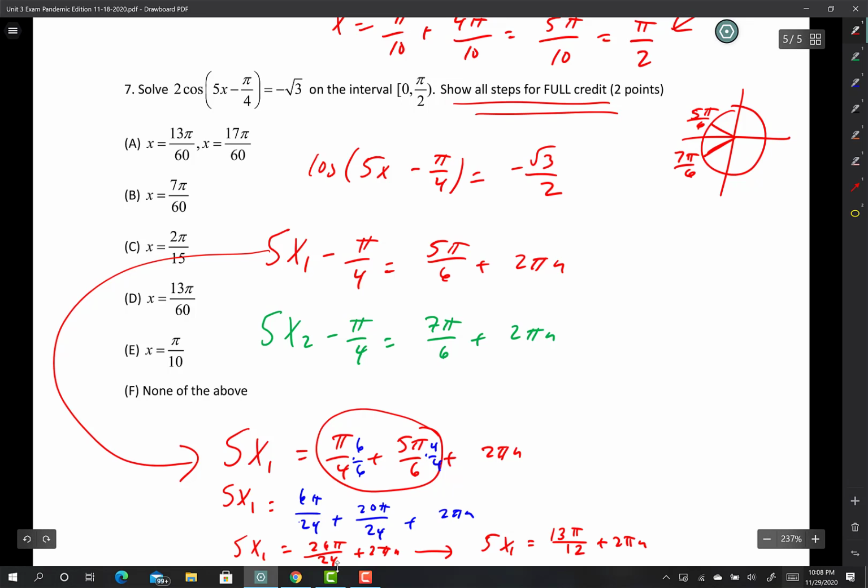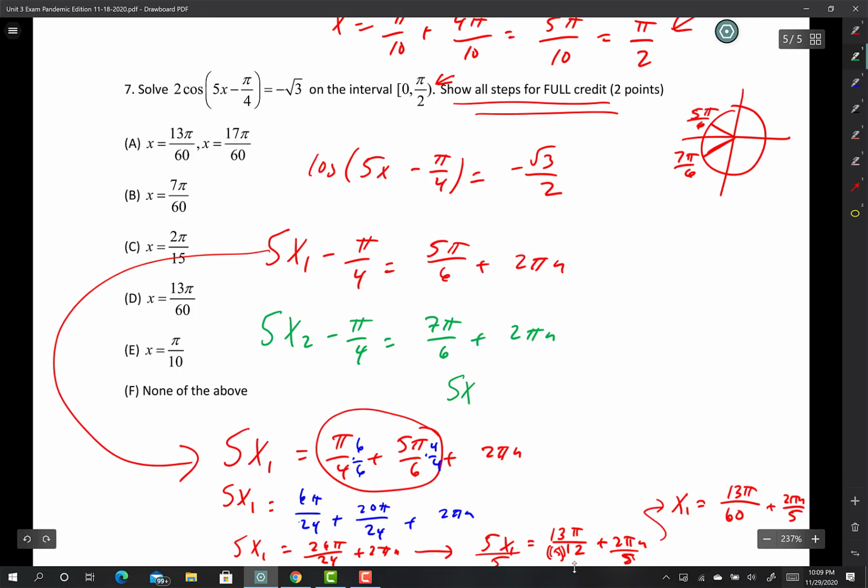We're not even done. You got to divide by 5. Divide by 5, divide by 5, divide by 5. That's a 5 there. So now you get this. x1 equals 13 pi over 12 times 5 is 60. So there's one answer. And of course, we're not going to add the 2 pi n over 5 because it'll take us outside the domain. Because that's 13 pi over 60 plus 2/5 of pi will be outside of pi over 2. So there's one answer. Now let's go back to this one in green here.